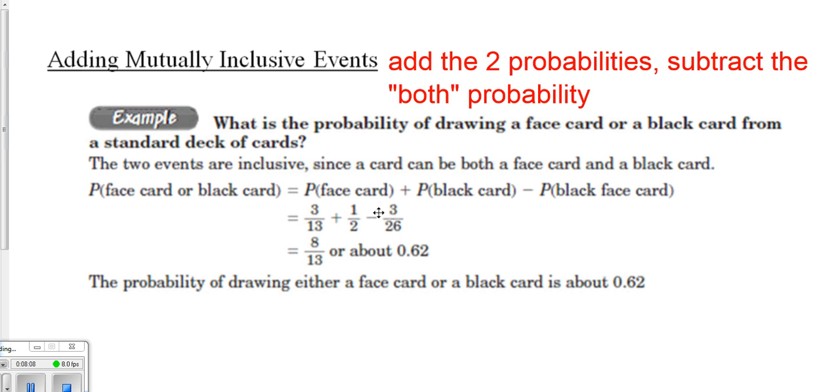So if we add these up, or add these two, should I say, and then subtract this one, we would get 8 out of 13, which is about 0.62. So you can call it either the fraction 8/13, or you can call it 0.62 as your probability of drawing either a face card or a black card.